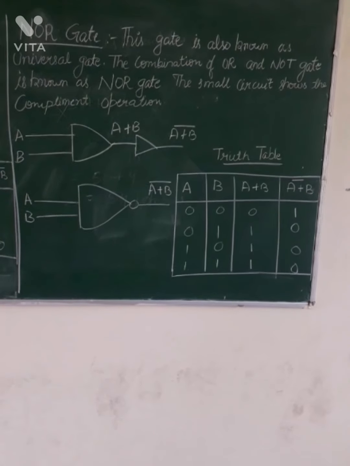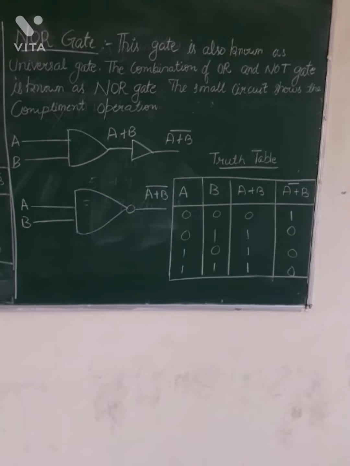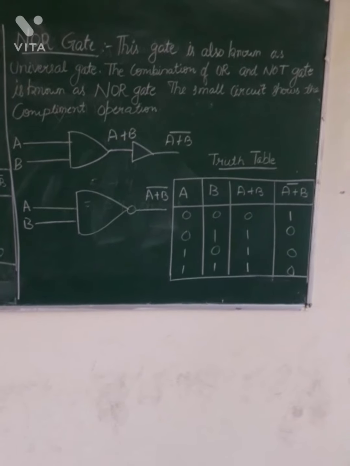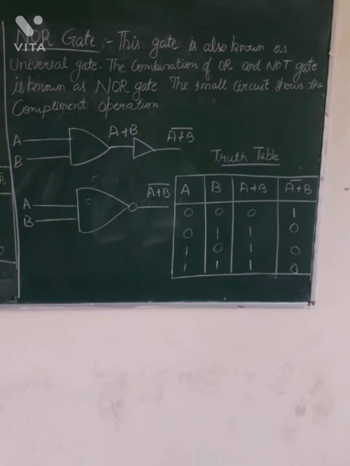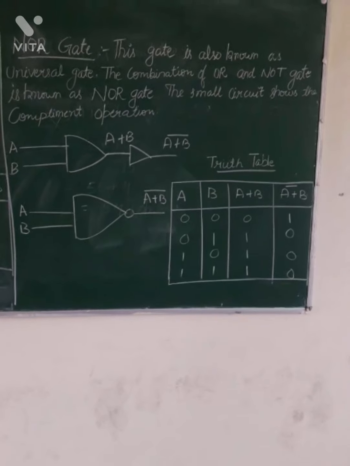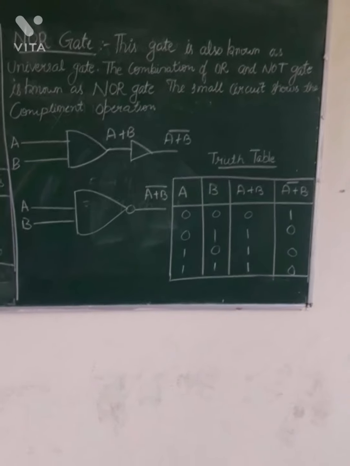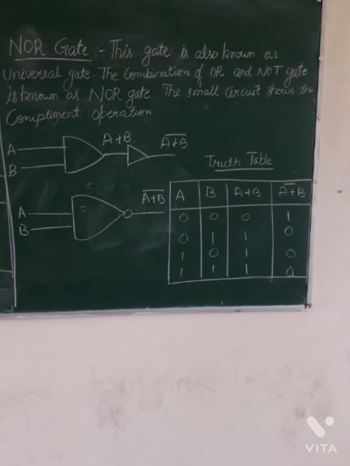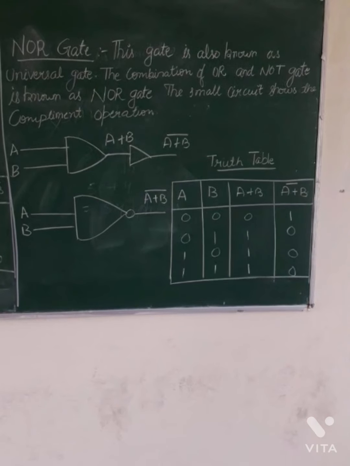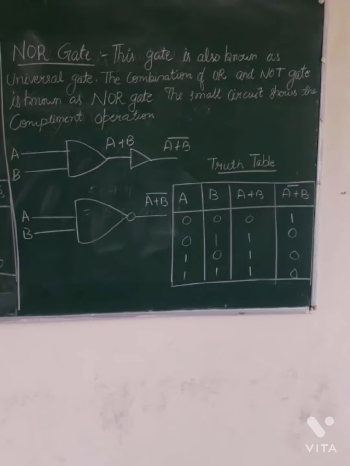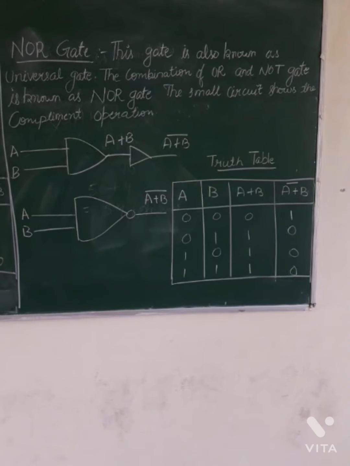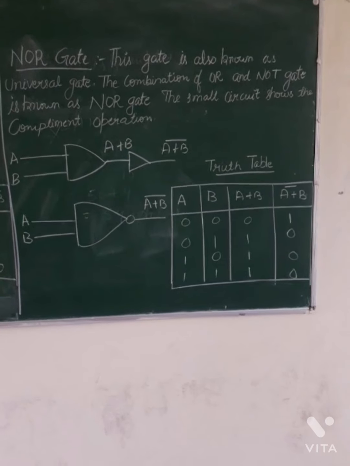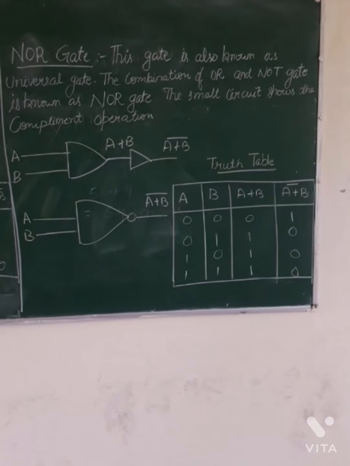NOR gate, the full form of NOR gate: N stands for NOT and OR is the OR gate. The combination of two gates, that is NOT and OR. So here is a diagram. In the diagram, A and B are the two inputs. It gives output A plus B. Then A plus B behaves as an input for the NOT gate. Now the output becomes A plus B bar.